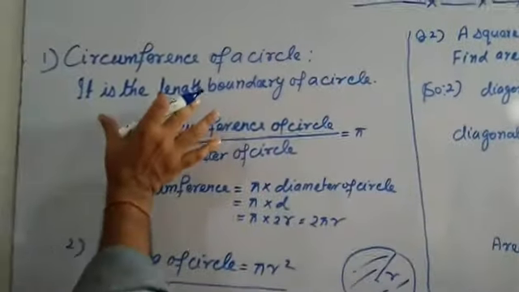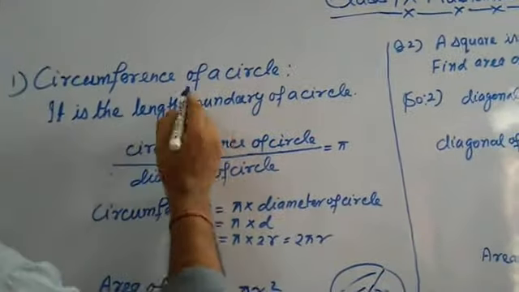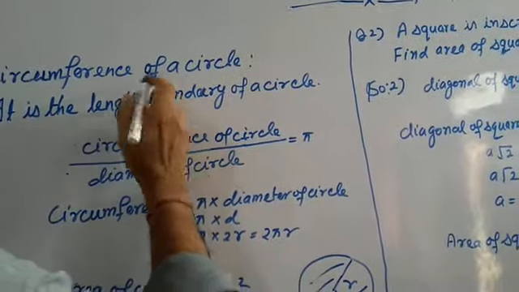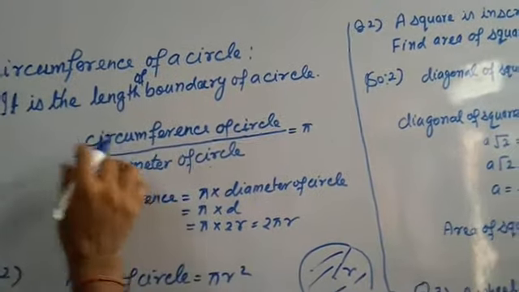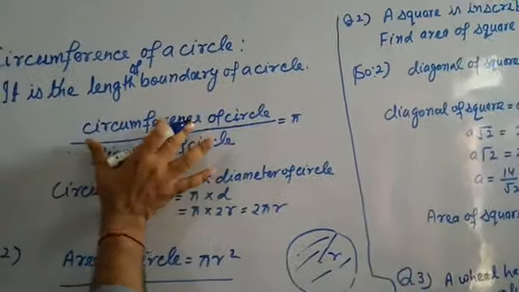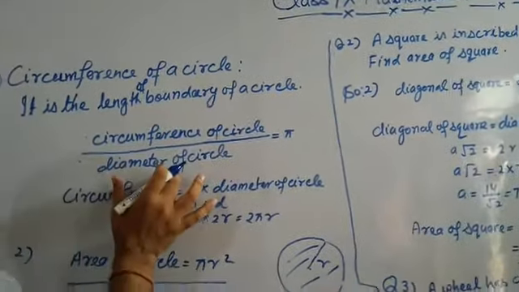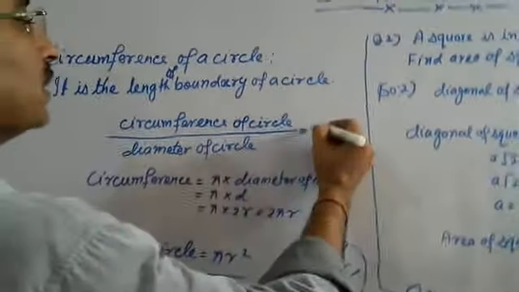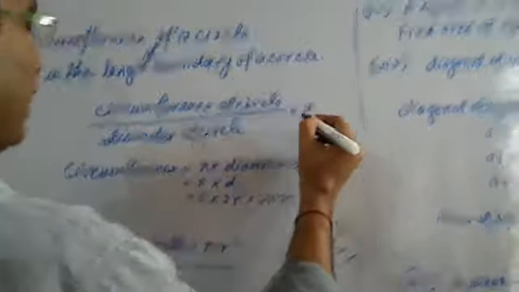I am going to teach you the circumference of a circle. It is the length of the boundary of a circle. Circumference of a circle upon diameter of a circle is always equal to pi.